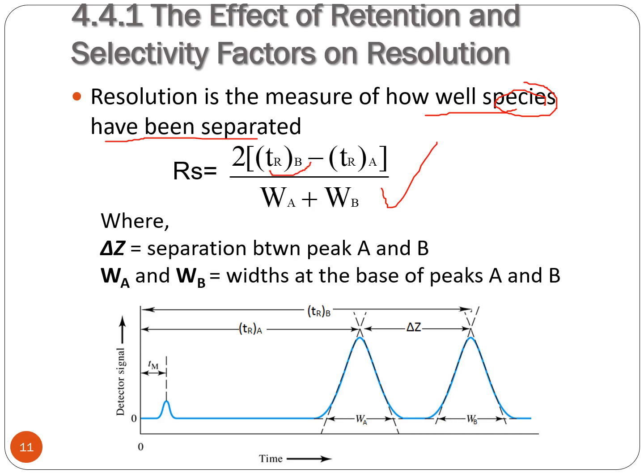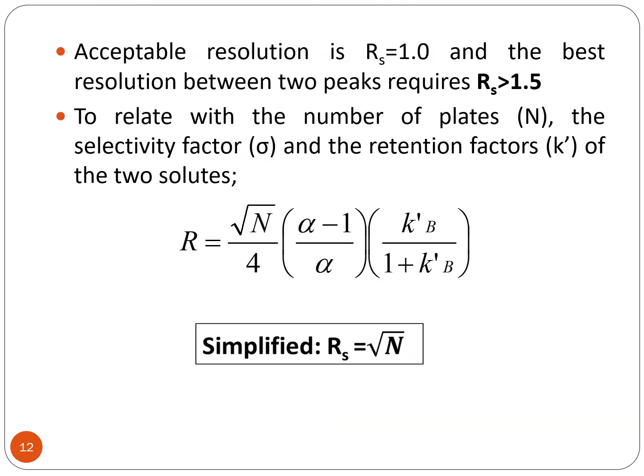Okay, the retention time for B. Okay, B, this one, the second peak. Then the retention time for A. And then divide by width of A plus width of B. Okay, so you tengok kat sini je. Okay, and then acceptable resolution is equal to 1.0, and the best resolution between two peaks requires resolution more than 1.5.